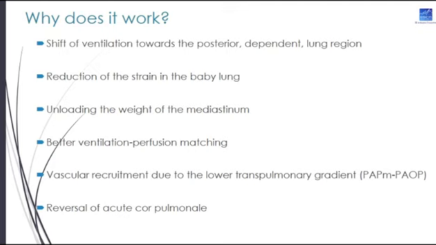You unload the weight of the mediastinum and the heart that, if you stay in a supine position, is exerted on the portion of the lung which is anteriorly located. Then we have a better matching of the ventilation and perfusion. You also have a vascular recruitment due to the lower transpulmonary gradient. Then you have a quite prompt reversal of the acute cor pulmonale. So a number of advantages, and often we don't consider enough how beneficial it may be to put the patient prone.